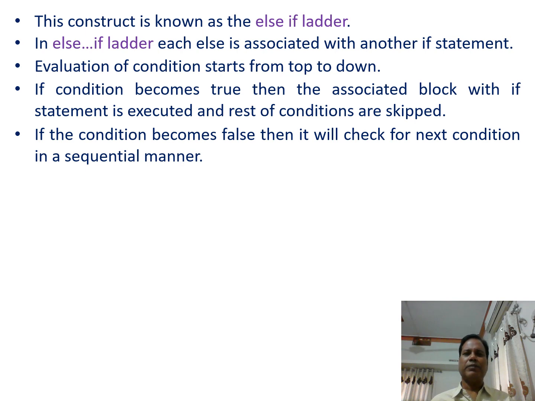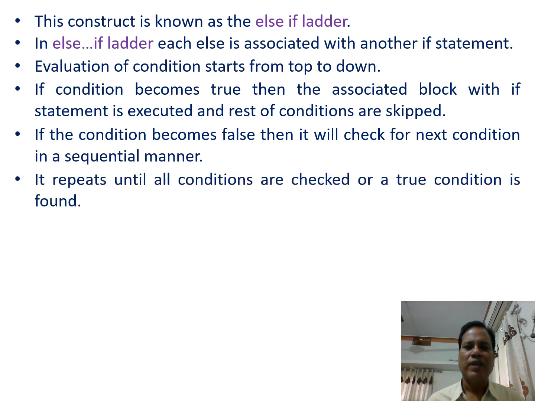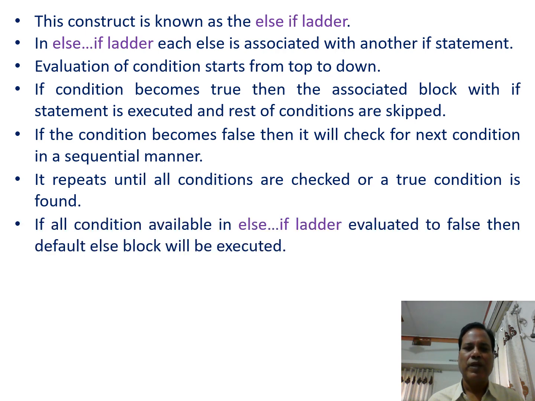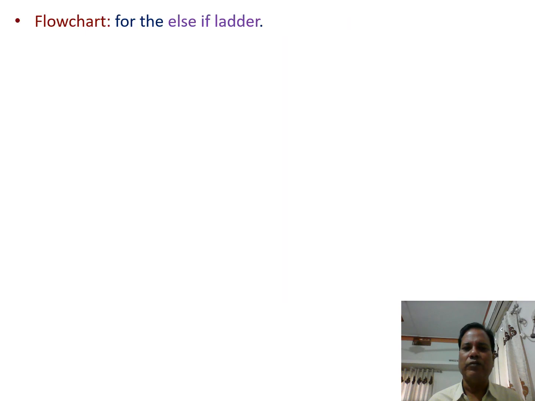If the condition becomes false, then it will check the next condition in a sequential manner. It repeats until all conditions are checked or a true condition is found. If all conditions in the else if ladder evaluate to false, then the default else block will be executed.